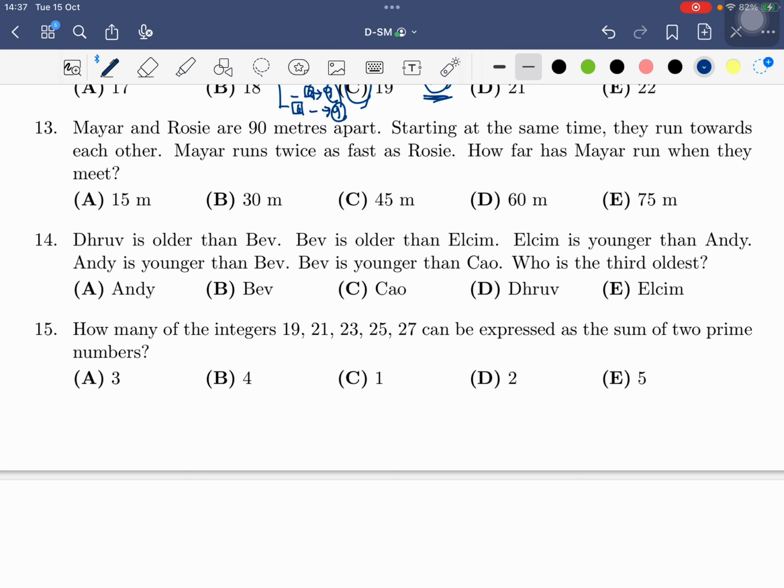Maya and Rosie are 90 meters apart. They start at the same time and run toward each other. Maya runs twice as fast as Rosie. How far does Maya run when they meet?